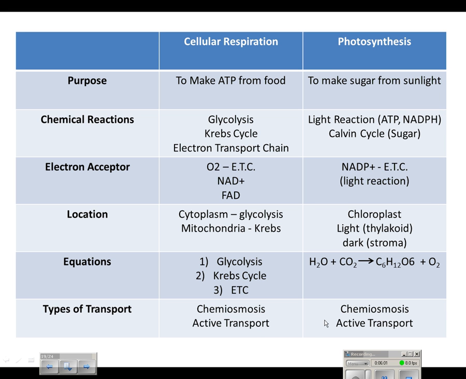In cellular respiration and photosynthesis, the types of transport used are both chemiosmosis and active transport. The chemiosmosis, remember, is going to be the hydrogen ions moving through this ATP synthase because of the concentration gradient that's created, and the active transport is going to be used to pump those hydrogen ions back into the intermembrane space in order to create the concentration gradient.